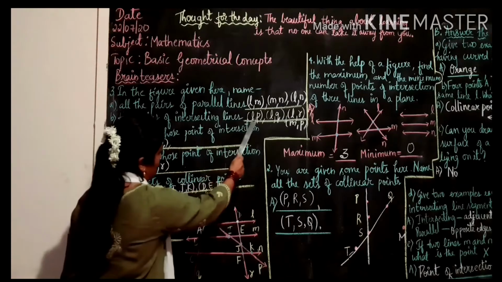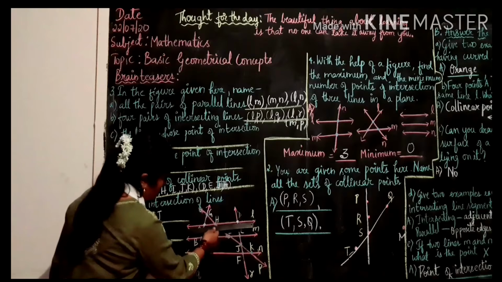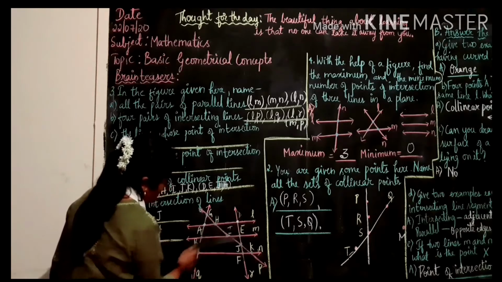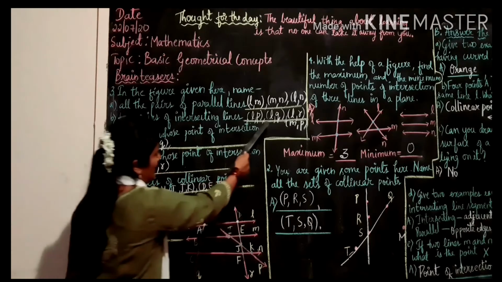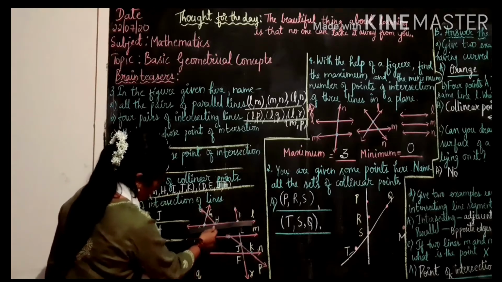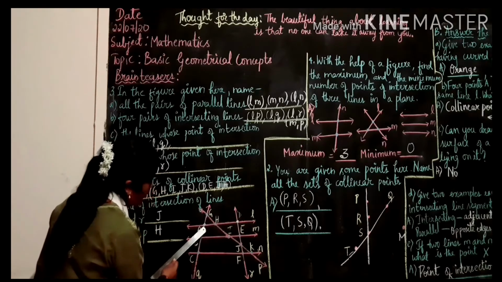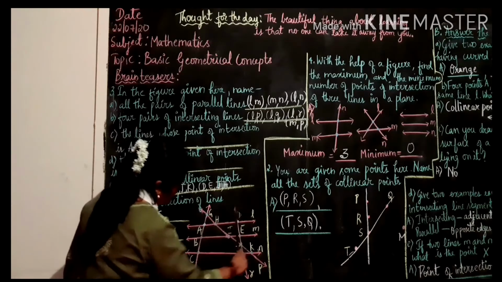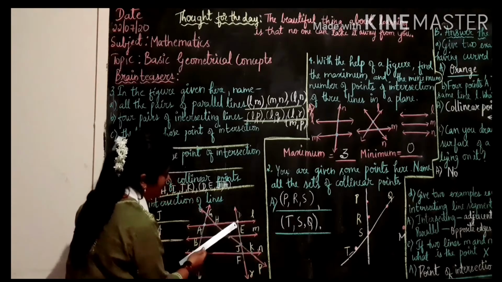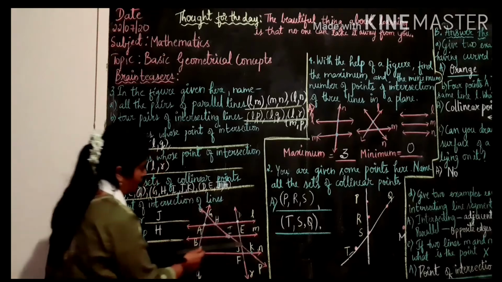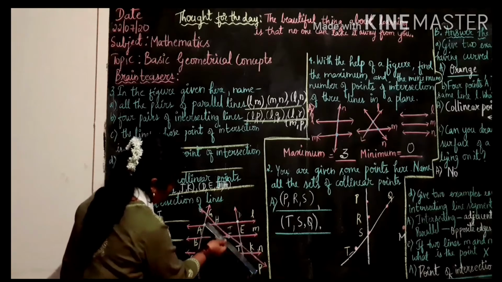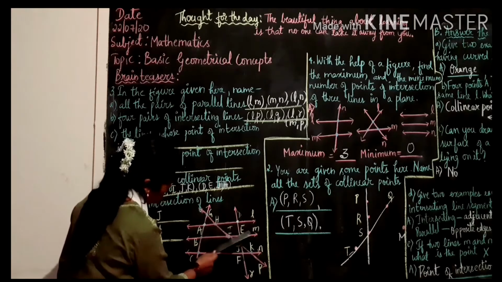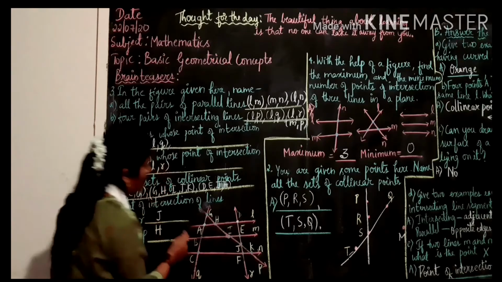Children, the first pair is L and P. L and P are intersecting at point H. L and Q. L and Q are intersecting at point A. Then you have L and R. These two lines are intersecting at point D. Then you have M and P. These two lines are intersecting at point I.